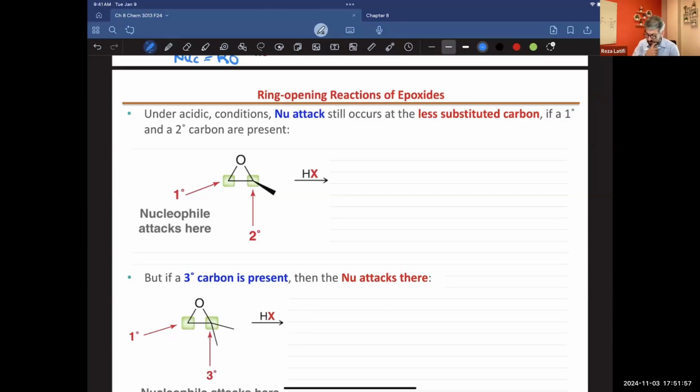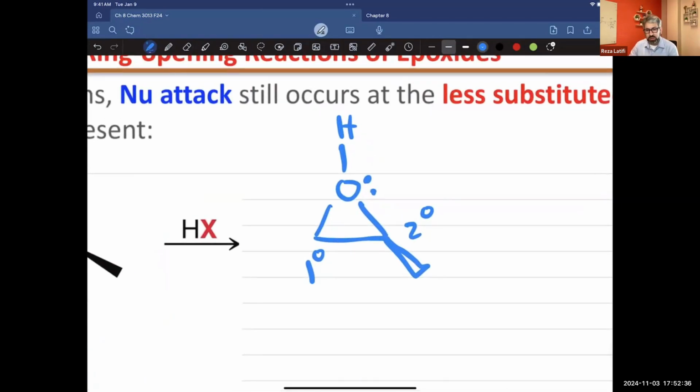Let's go through the steric effect first. Say we have an epoxide, that's our epoxide, and it has a primary and a secondary carbon. So there is no tertiary carbon at all, just primary and secondary. The first step of this reaction will be something like this. Our oxygen has two lone pairs, and it uses one of the lone pairs to form a bond with H, and now we have a primary carbon and a secondary carbon. If I zoom in here, the oxygen with a positive charge is attached to two carbons. One is a primary, the second is a secondary carbon.